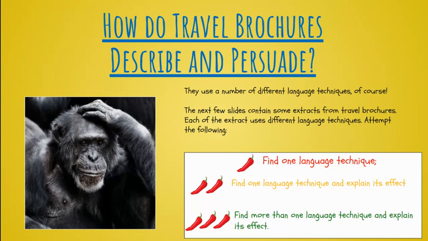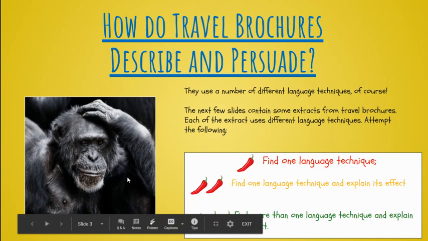The next few slides contain some extracts from travel brochures. Each of the extracts uses different language techniques. Attempt the following. 1 chili, find one language technique. 2 chilies, find one language technique and explain its effect. 3 chilies, find more than one language technique and explain its effect.